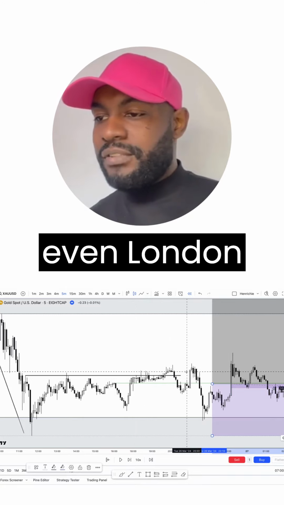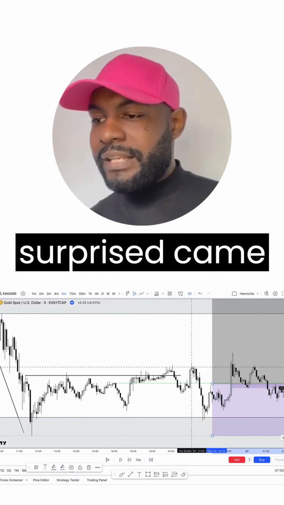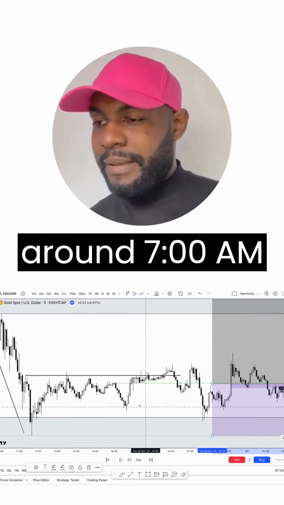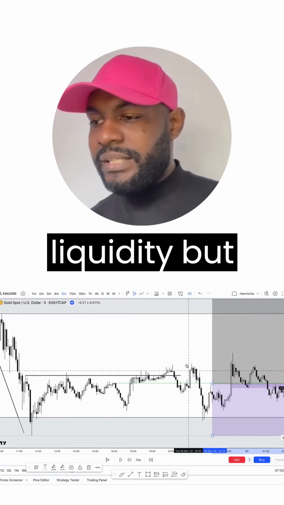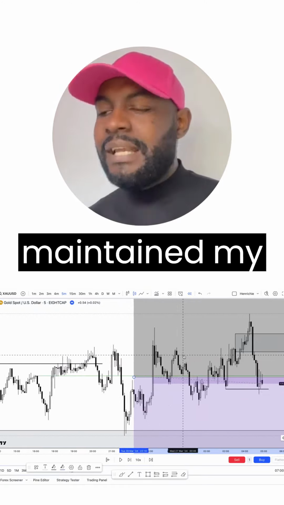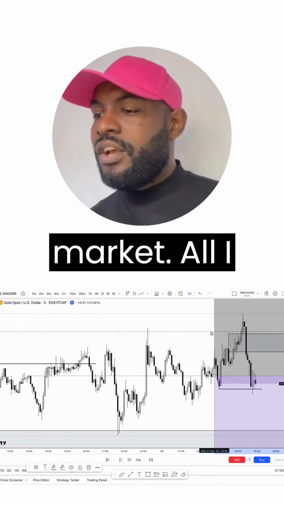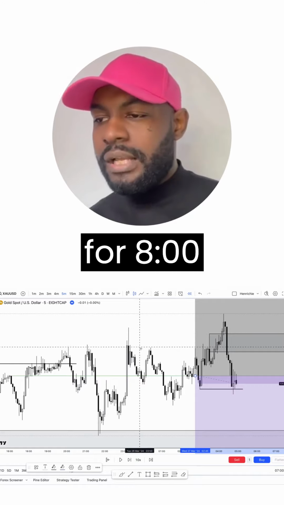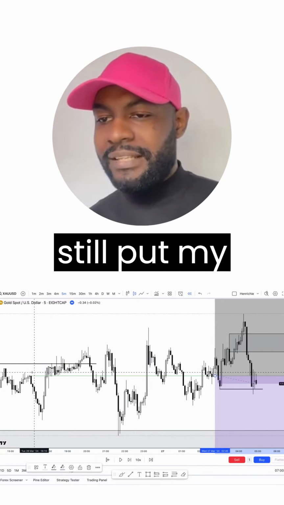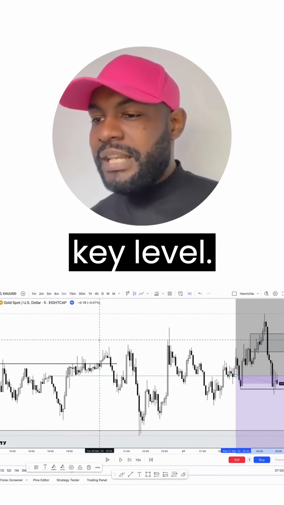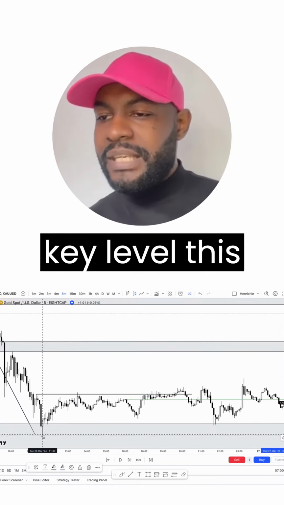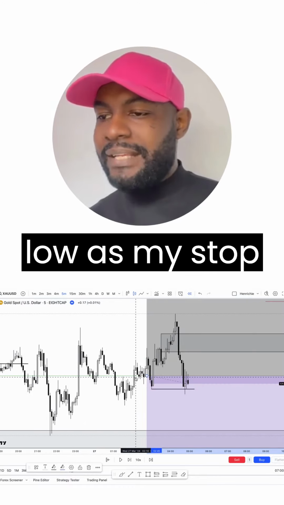And then before London even opened, I already saw price come in. And then around 7 a.m. price went to the downside and took this liquidity, but I still maintained my position. I didn't change where I was going to get into the market. All I did was wait for 8 o'clock, London open, and then I still put my entry position, using the same key level, and this low as my stop loss.